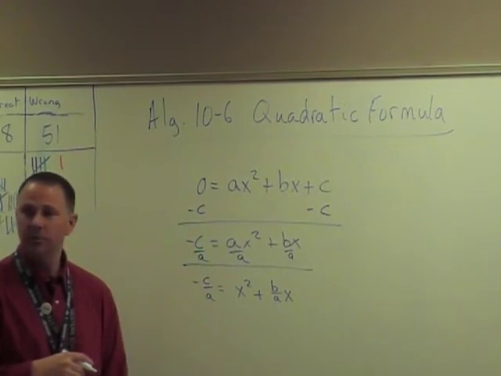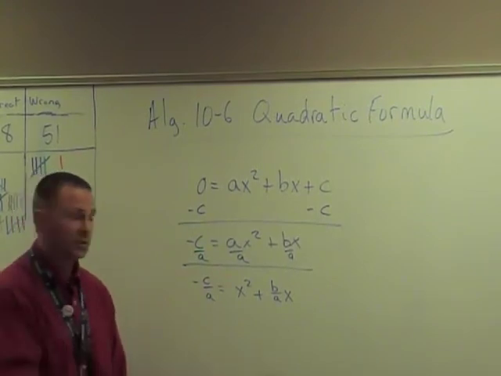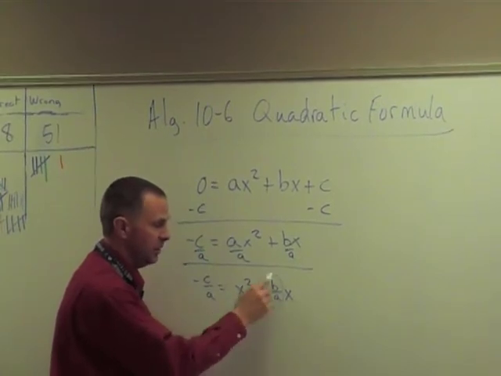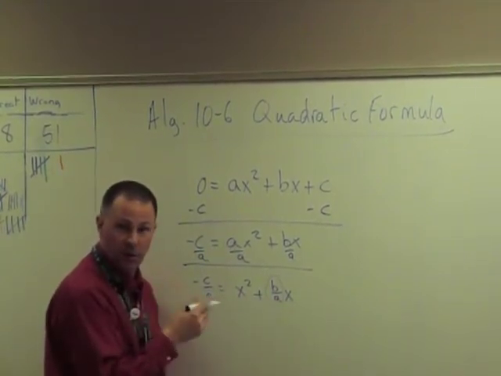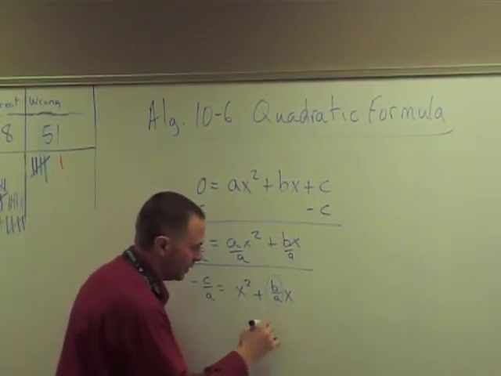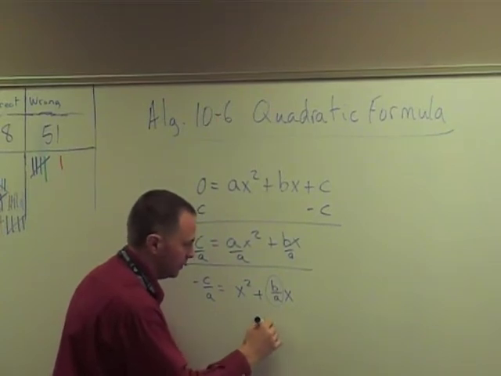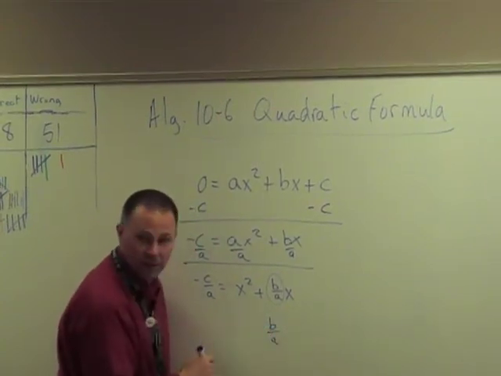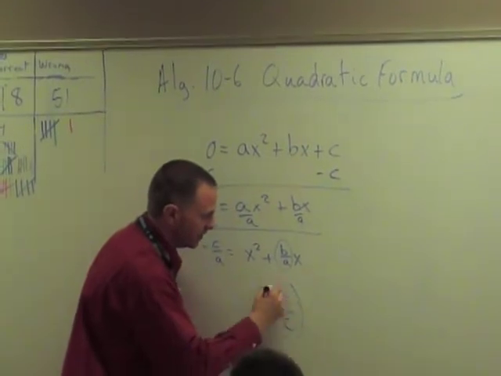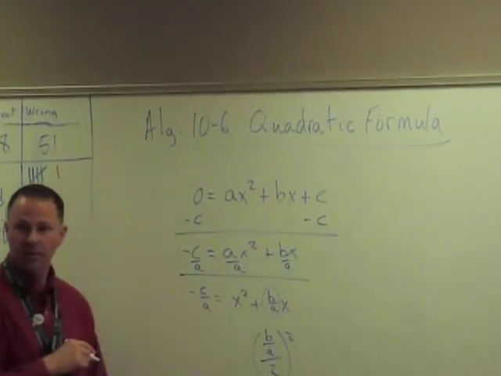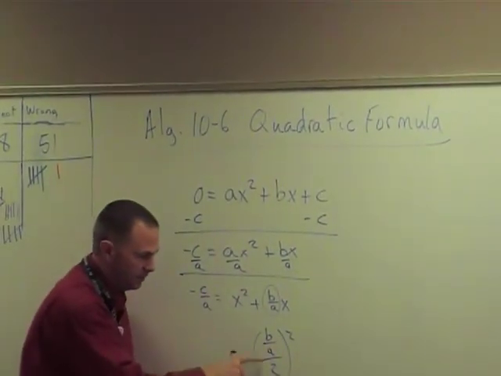How? Well, what are you supposed to do? You're supposed to take this coefficient, which is the b position, and do what? Divide by 2. So b over a, I divide by 2, and then I square it, right? And add it to both sides. All right, so what does this become?